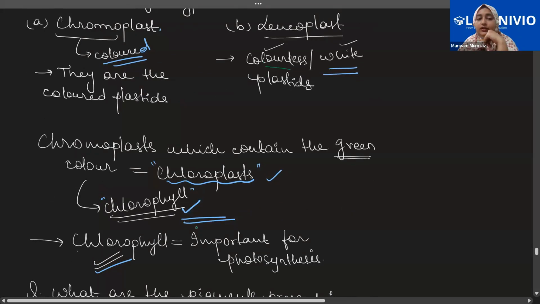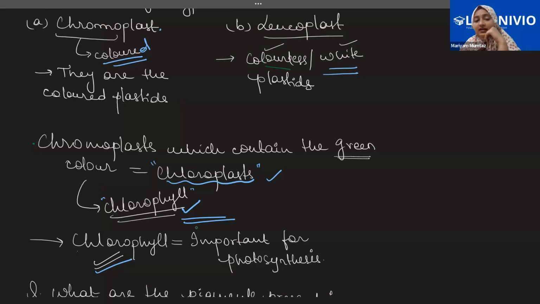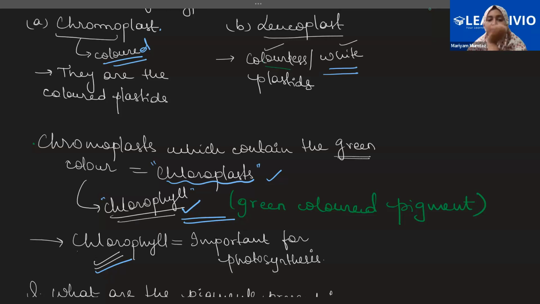Now, the chromoplast which contains the green color is known as the chloroplast. And what is this green color? It is the chlorophyll. It is the green colored pigment. Everyone knows that it is the pigment. And why is this chlorophyll pigment necessary? For photosynthesis. Exactly, for photosynthesis. Now, talking about the chlorophyll, it is important for photosynthesis.